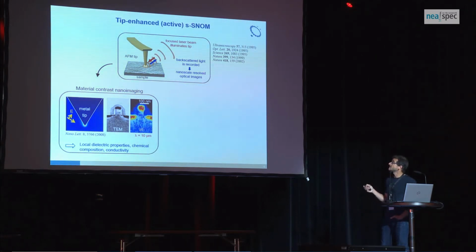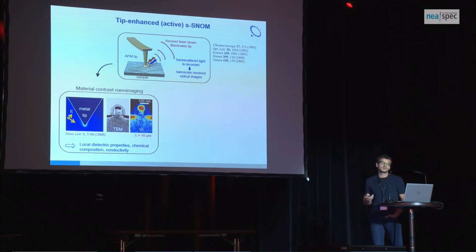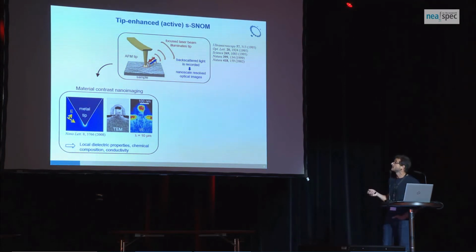Let's start with this here. Typically, we use metal tips, AFM tips, and we can use them, for example, for material contrast imaging. And in this case, the tip is kind of active. It acts like an optical antenna, focusing the light to a nanoscale light spot here. That's why, in principle, one could call it tip-enhanced s-SNOM or tip-enhanced near-field microscopy, very similar to tip-enhanced Raman spectroscopy.